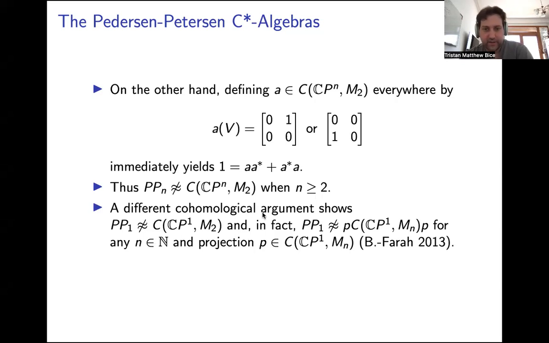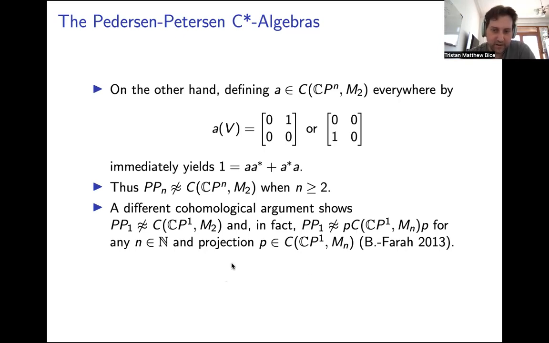You might be wondering about the n equals 1 case, and this is a little bit trickier, but there is a way of doing it in a slightly more cohomological way. Use some basic Čech cohomology to prove that, again, these two things are not isomorphic, which is actually more powerful because it tells you that this PP1 can't even be a corner of continuous functions from CPN to perhaps some larger matrix algebra Mn. You can imagine looking at some algebra consisting of functions in Mn for some much larger n, and then cutting down by some kind of twisted projection that maybe would give you PP1. But even that is not possible via this cohomological argument.